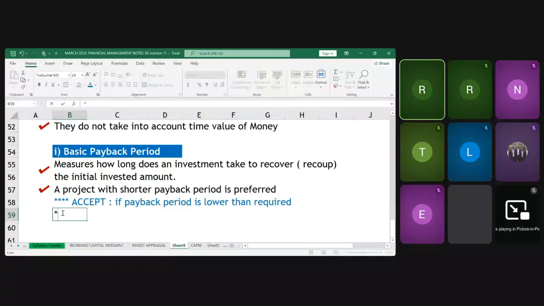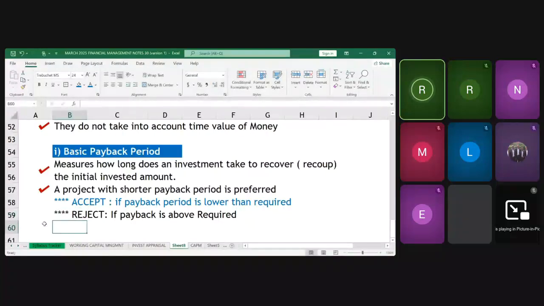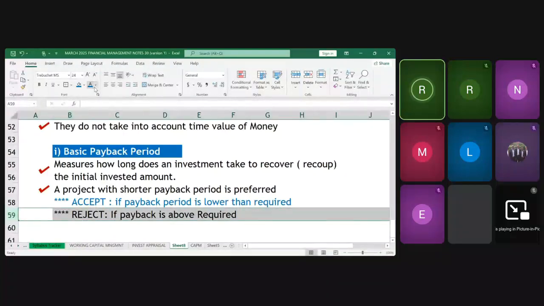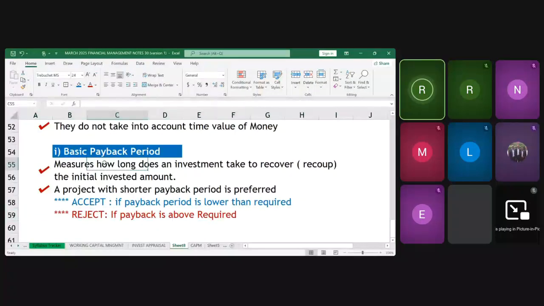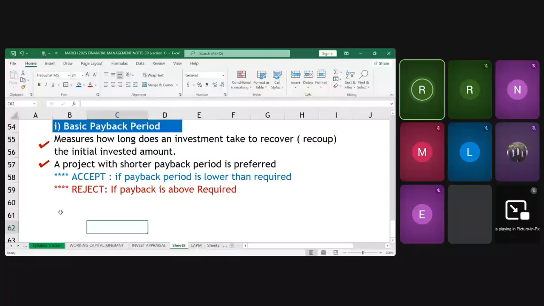And then what about rejecting? Reject only if payback is right above required. So we are going to set our own payback period. If we assess projects and we see that a project has more years than what we require, we reject the project. All right, so let us look at how to calculate the payback period. Let us look at the formula.